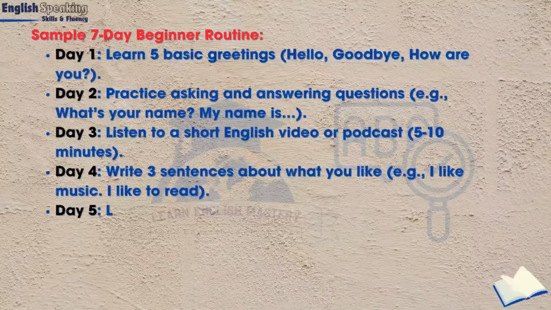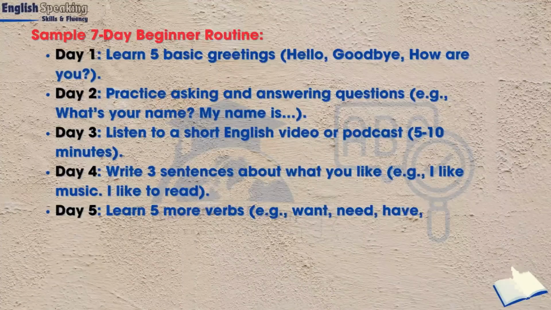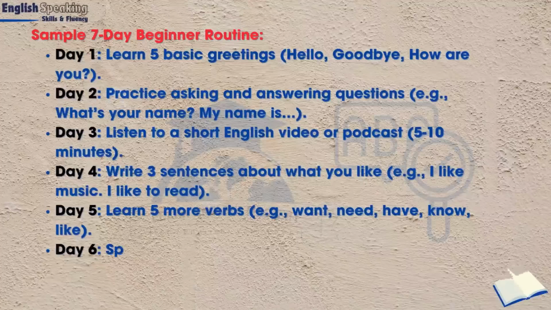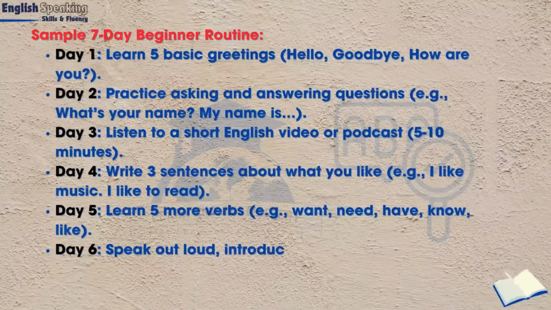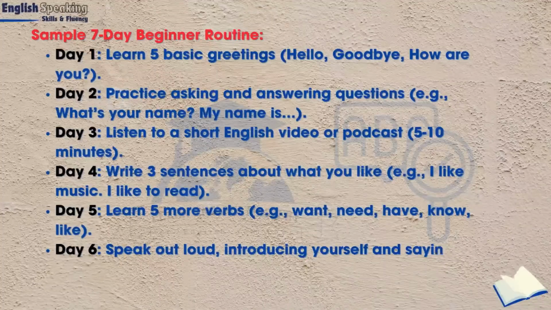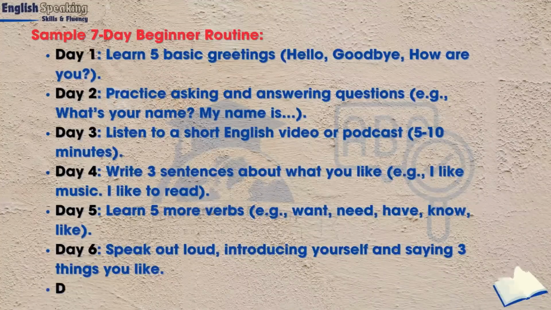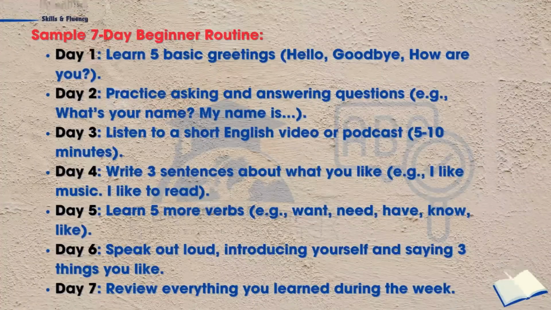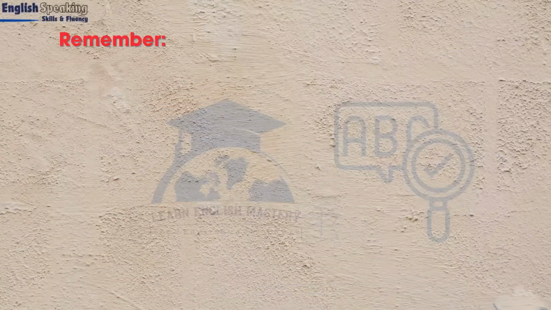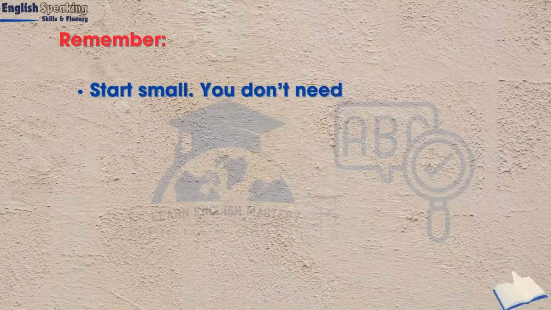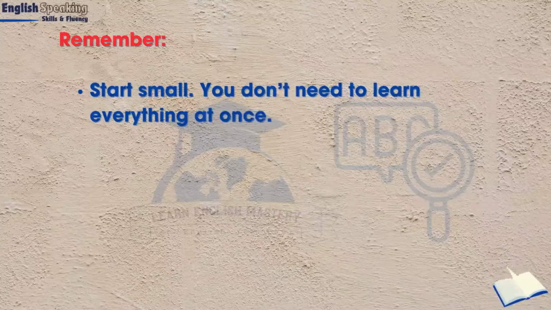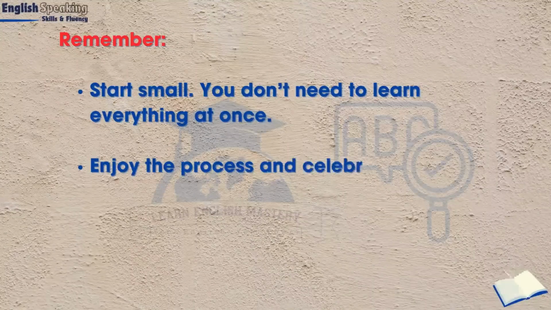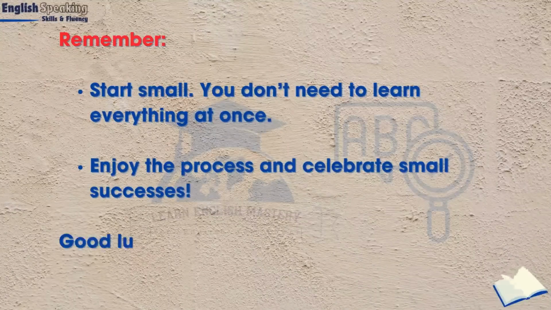I like to read. Day 5: Learn 5 more verbs, e.g., want, need, have, know, like. Day 6: Speak out loud, introducing yourself and saying 3 things you like. Day 7: Review everything you learned during the week. Remember, start small. You don't need to learn everything at once. Enjoy the process and celebrate small successes. Good luck.